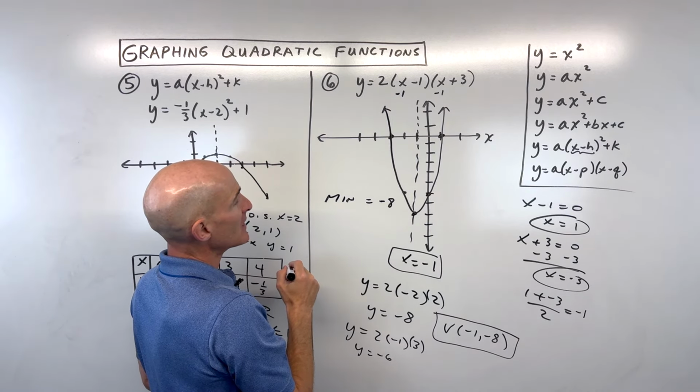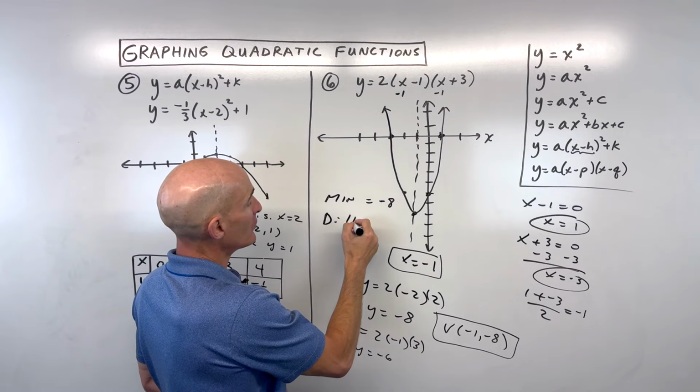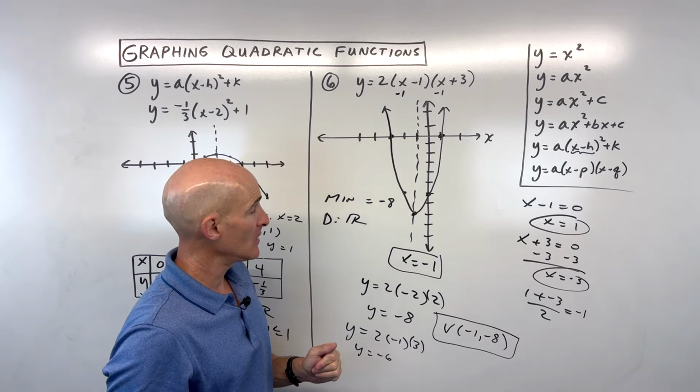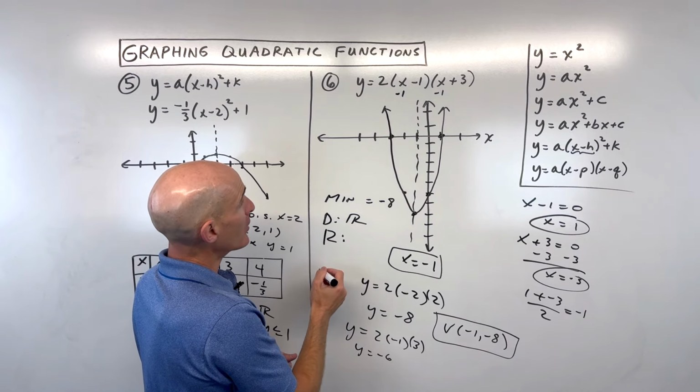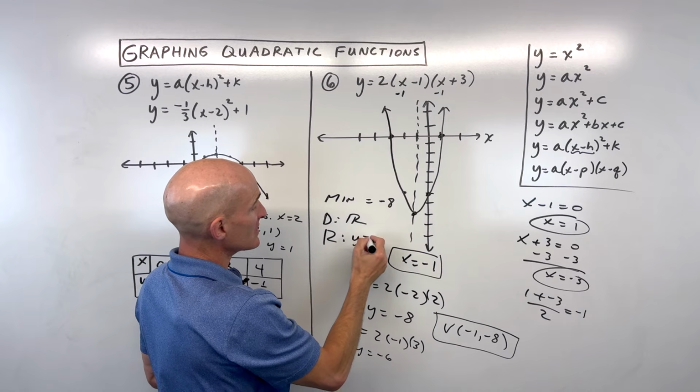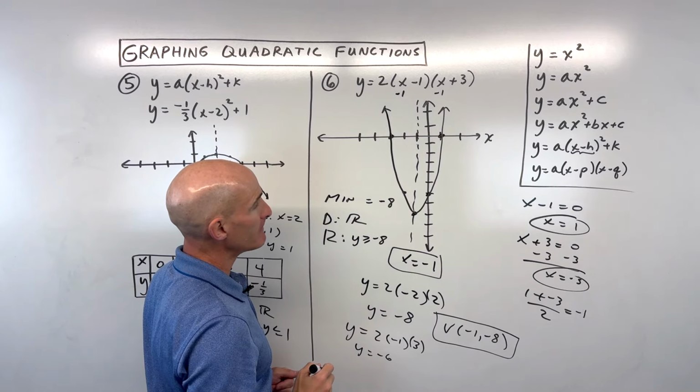And then we'd say, let's see, domain and range. Domain is all real numbers. Remember, domain is what the x values can be. This goes to the left and the right forever and ever. The range are the y values. And in this case, the y values are going to be at negative 8 or higher. So we'll say y is greater than or equal to negative 8.